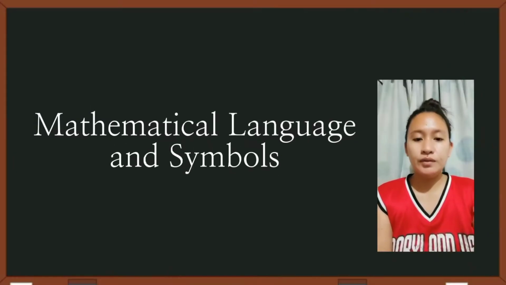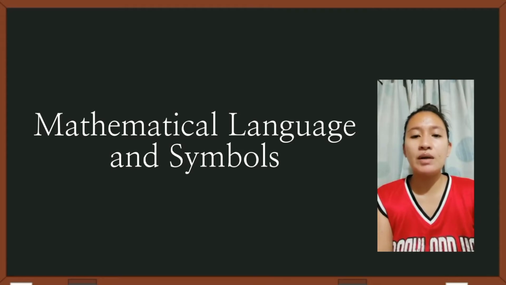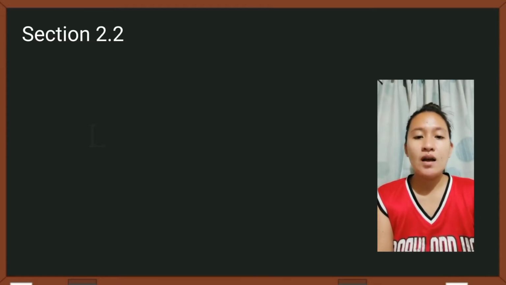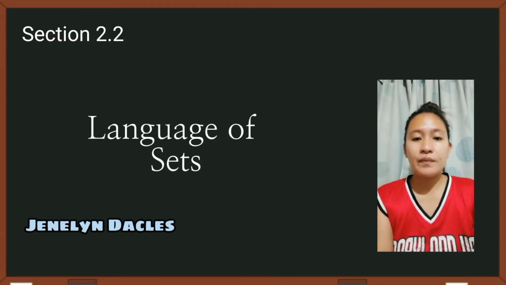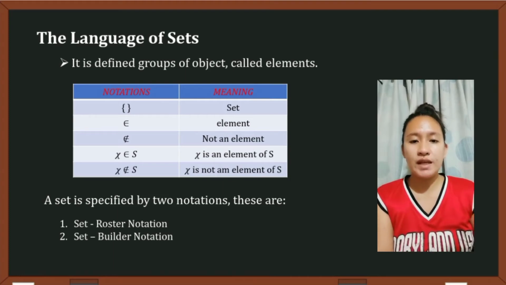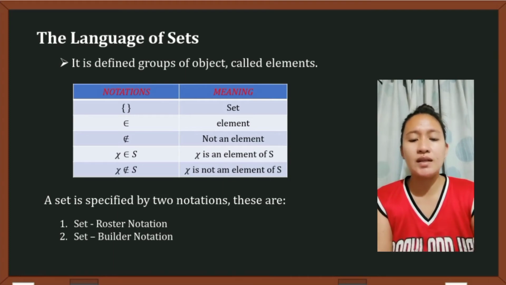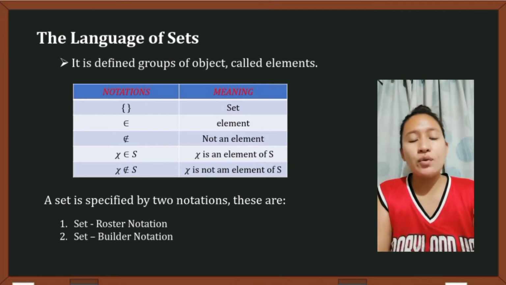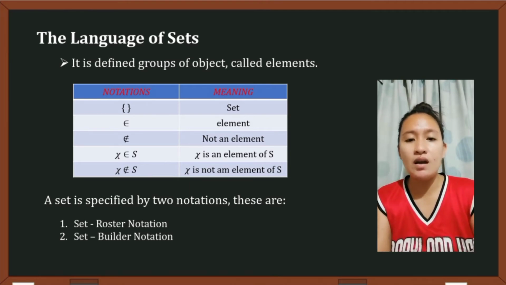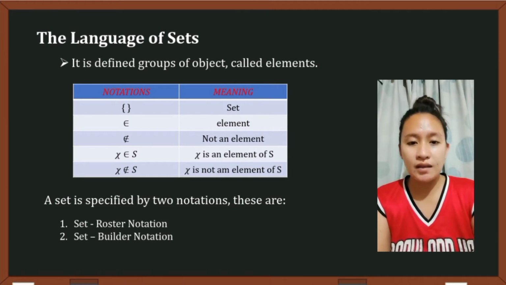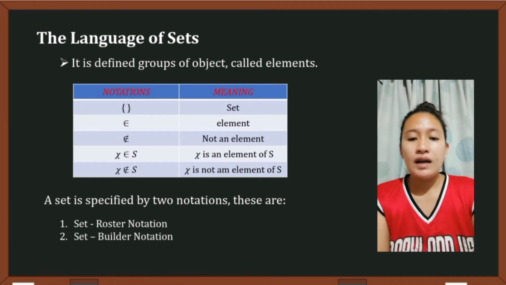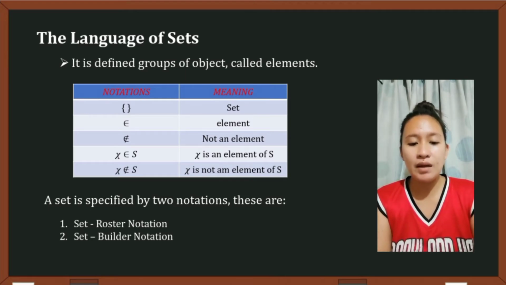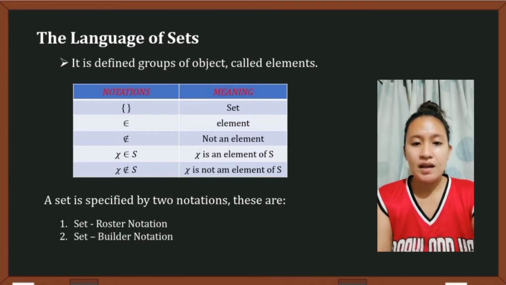In this lesson, we will focus on mathematical language and symbols. This is the language of sets. What is the language of sets? The language of sets is defined as a group of objects called elements. So we have here the notations and meanings. First is set. A set is defined as a collection of distinct objects, represented by listing its elements between braces.